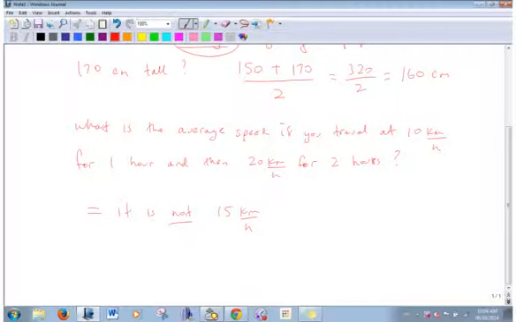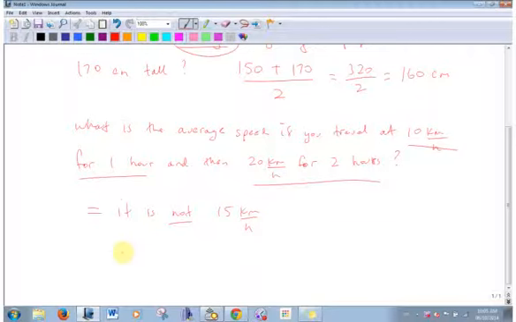If I'm traveling for a longer period of time at a greater rate of speed, then it's going to be skewed up a bit, right? I'm only going 1 hour at 10 kilometers an hour. I'm going 2 hours, twice as long, at 20. So you know it's got to be greater than 15. Here's how we work it out.